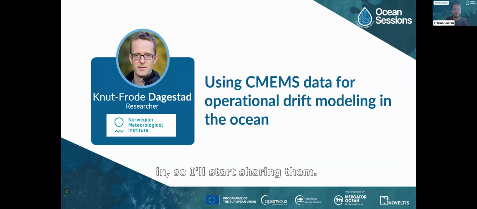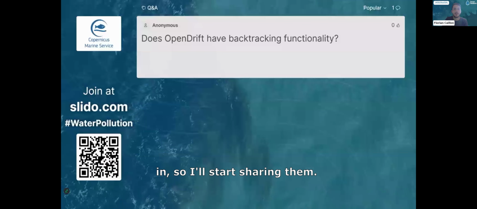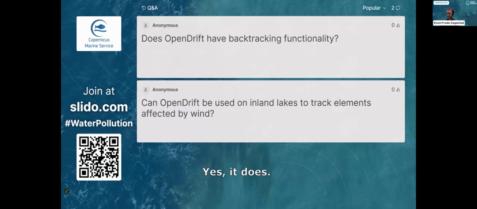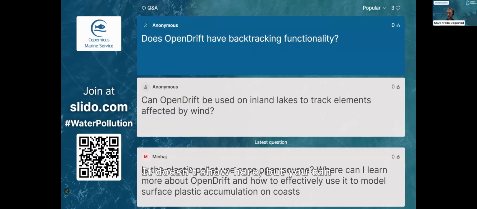I will start sharing them. The first one being, does OpenDrift have backtracking functionality? Yes, it does. It wasn't shown here, but you can run any simulation backwards, both oil and search and rescue.